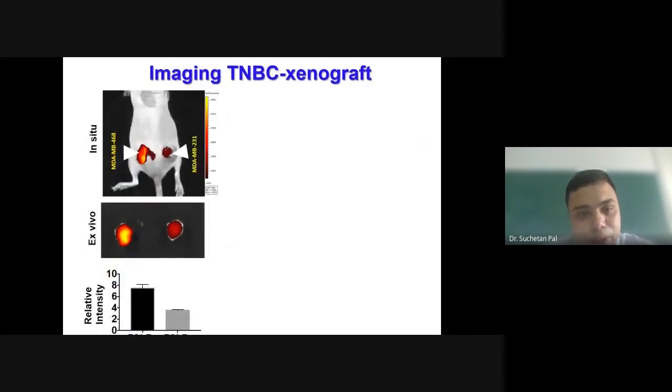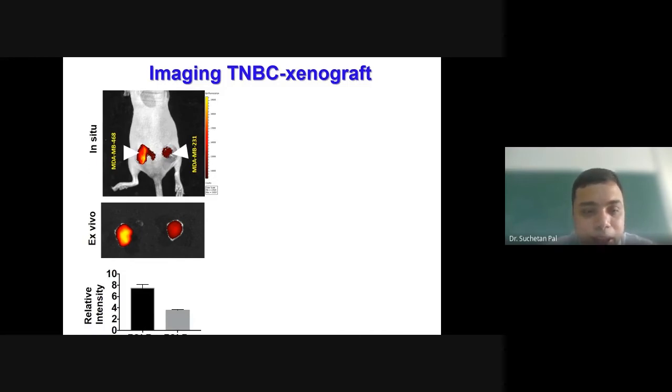So then we wanted to test in vivo. After the in vitro study, we injected these cells and grew the tumor. On the left hand side you have a folate receptor positive tumor, and on the right hand side you have a folate receptor negative tumor. Then we injected our DNA origami, which is folate receptor targeting, and you can see from the imaging that the left tumor lights up more than the right tumor.